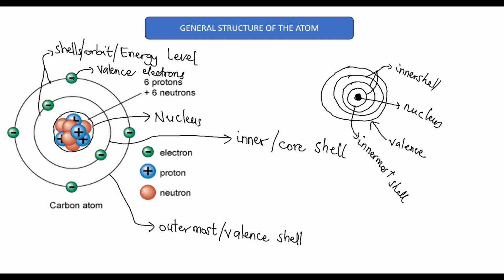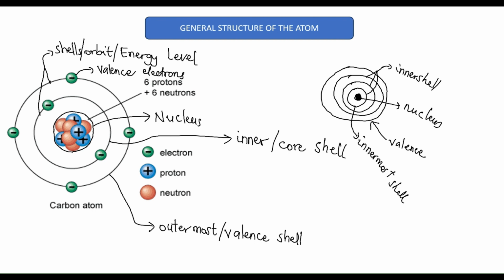This is a valence electron. This is another valence electron. This is another valence electron. Why valence electron? Because they are found on the valence shell, or on the outermost shell. If you want to talk about the electrons on the inner shells, you call them inner electrons or core electrons, because the shell name is inner shell or core shell. So the electrons that are on it, we call them inner electrons or core electrons.